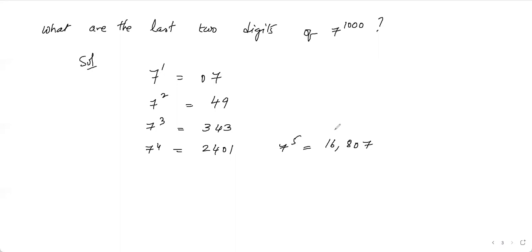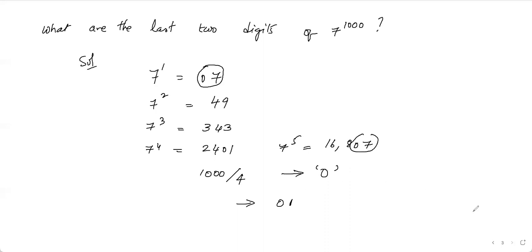Now, the last two digits are repeated after every 4 cycle. If you would have noticed, the last two digits 07, and so on, again it has been repeated for power 5. Again, it will be repeated for every 4 cycle. So now our power 1000 is exactly divisible by 4, and gives the remainder as 0. So the last 2 digits will be 01.